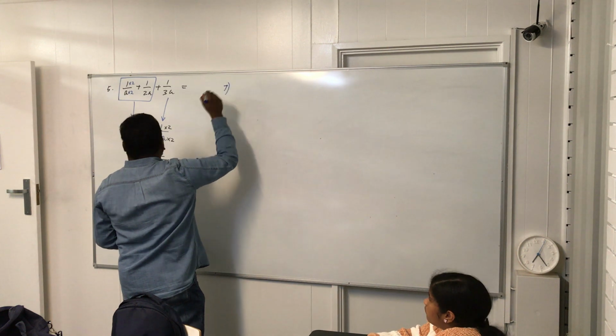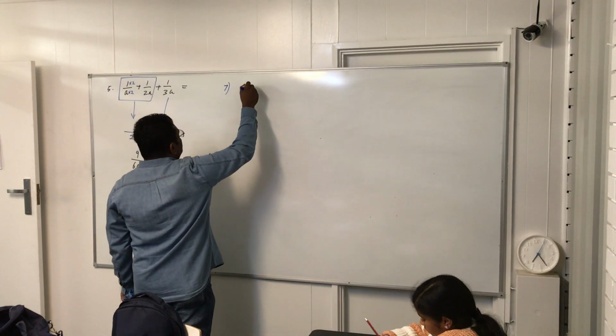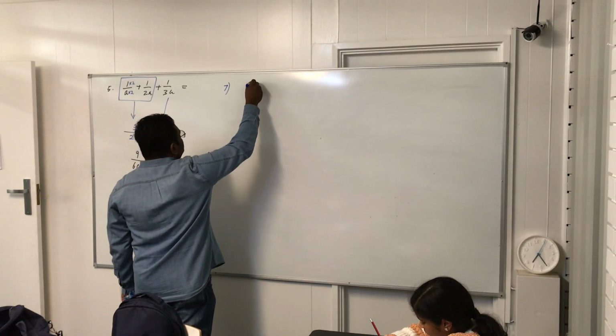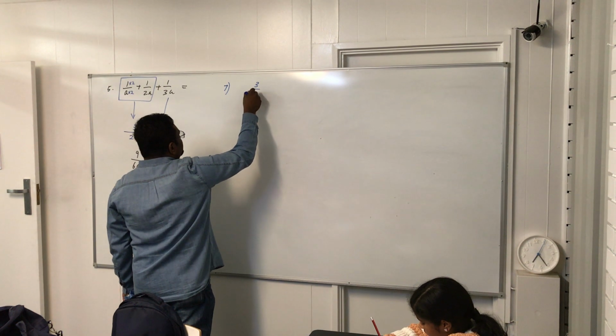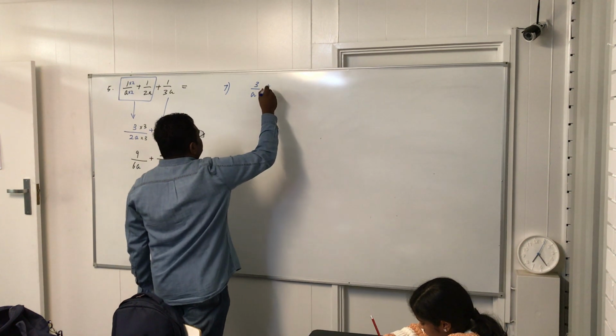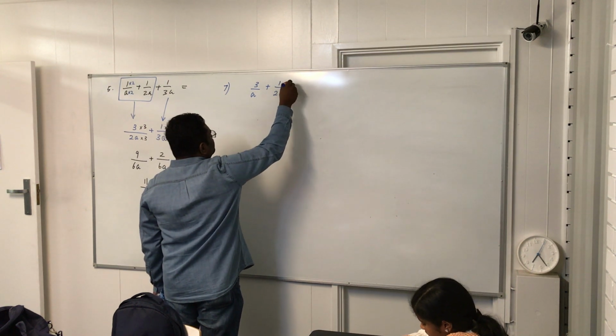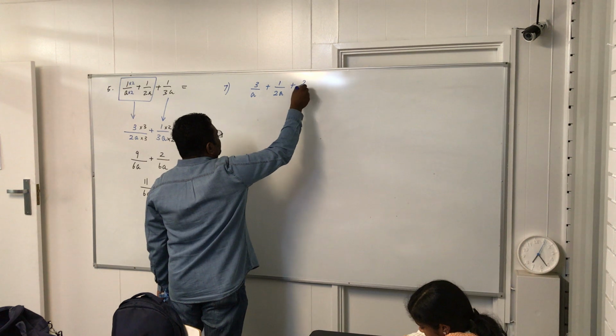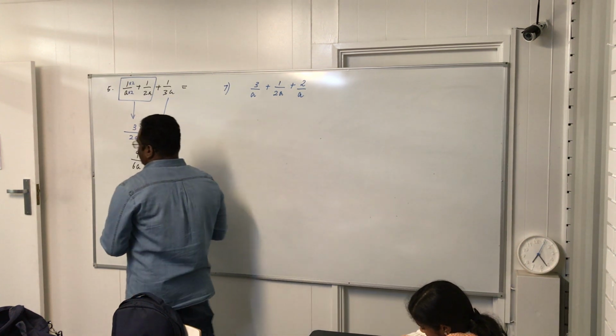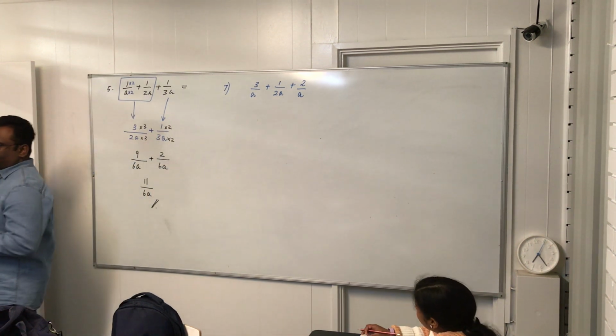Seventh question. Three over a, 1 over 2a, 2 over a. Simplify, right?